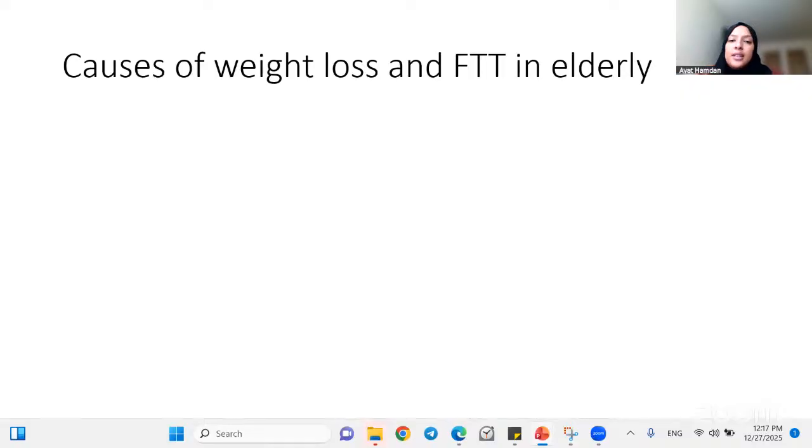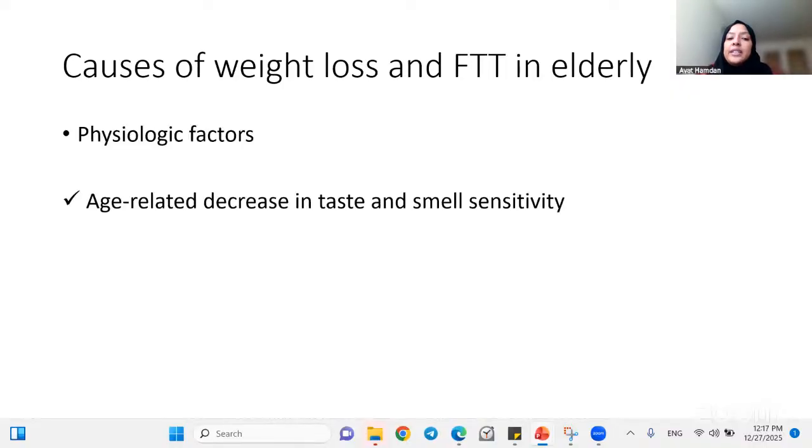The other cause is the physiological cause. I'm trying not to mention the physiological cause in detail, but if you need any further clarification, just let me know. The first one is age-related decrease in taste and smell sensitivity. I remember my dietitian kept telling me about mindful eating, that you need to smell your food, taste your food, see your food, then eat. That will make you more mindful of what you are eating.